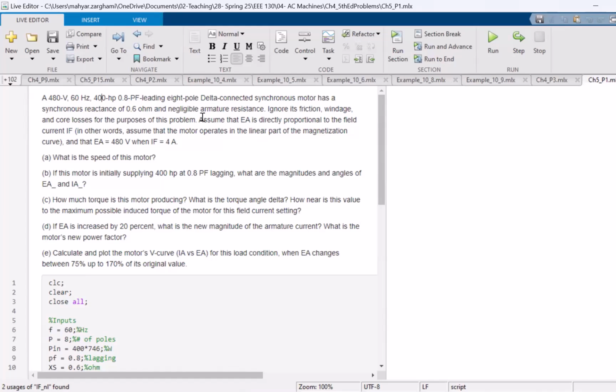So pretty much we're ignoring all the losses because we're assuming that there is no resistance in the armature. Friction and windage, which are mechanical losses, have been ignored. Also core losses, we assume that there is no core loss. So no loss in the system.